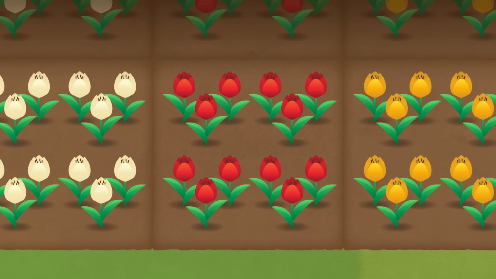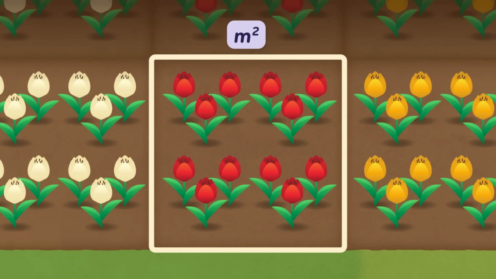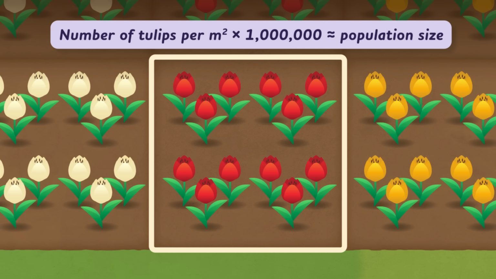For a field of tulips, the ecologist could count the tulips in a defined area, say a square meter. And if the field is a square kilometer and the distribution of the tulips is pretty even, we can multiply the number of tulips in the square meter by 1 million and approximate the population's size. But for organisms that don't stay still, the counting is a little trickier.